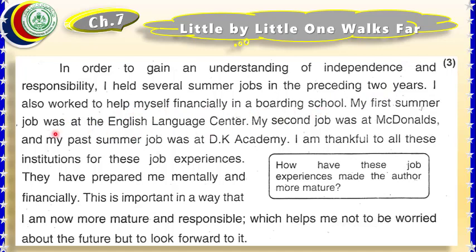My first summer job was at the English Language Center. My second job was at McDonald's, and my past summer job was at DK Academy. I am thankful to all these institutions for these job experiences. They have prepared me mentally and financially. This is important in a way that I am now more mature and responsible, which helps me not to be worried about the future but to look forward to it.